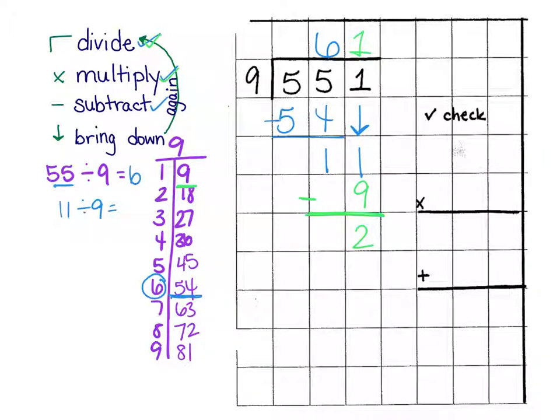Now that we've subtracted, we cannot bring down this time because there's no more numbers to bring down. So that tells us that we have a remainder of 2. So we have 61, remainder 2.